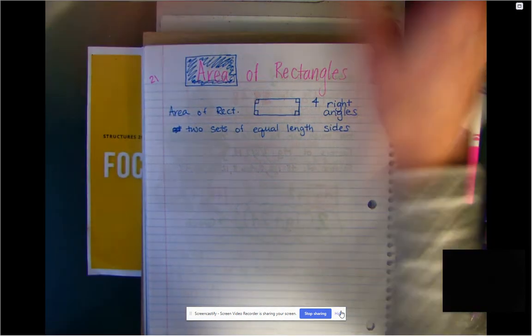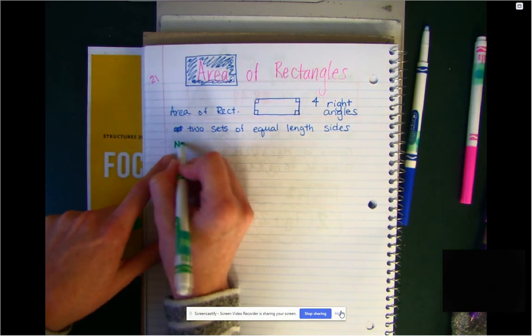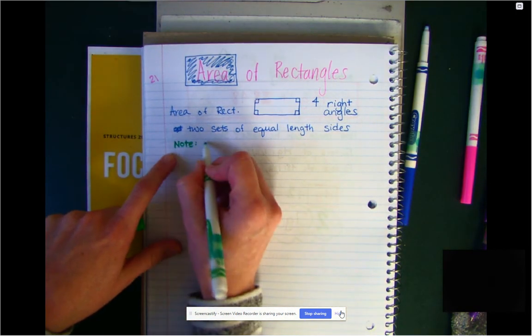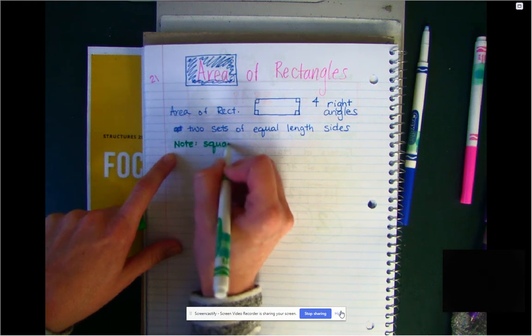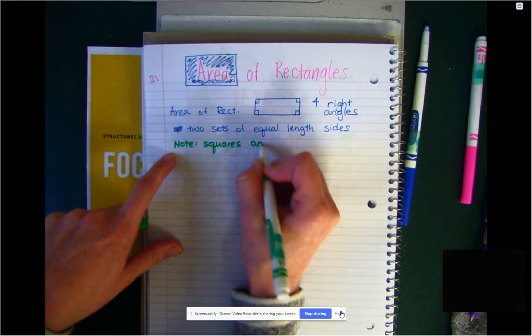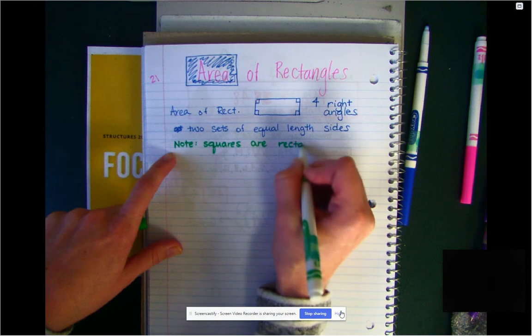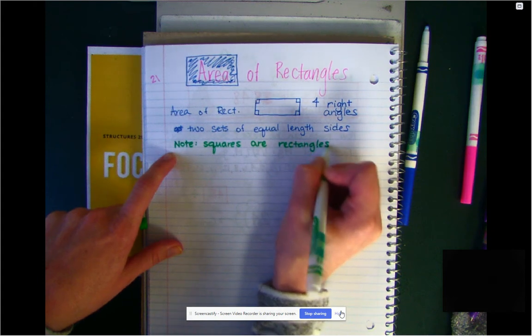As a note, squares are rectangles. All squares are rectangles, not all rectangles are squares.